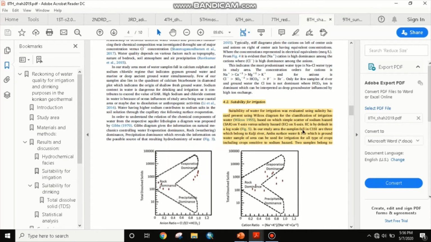In our study area, the samples fall in C1 S1, that is C1 category 1, S1 is suitable. Three samples, which belong to Kazi river and Amba surface water, and SOB, which is groundwater samples of the area, can be used for irrigation for all types of crops, including crops sensitive to sodium hazard.